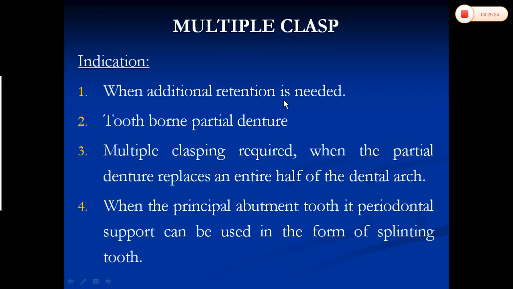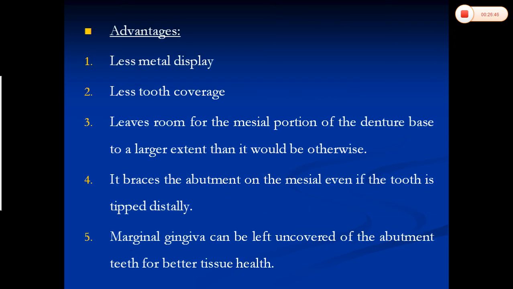So you give a multiple clasp when additional retention is required, in tooth-borne partial dentures, in case of replacing the entire half of the dental arch, and when the principal abutment is periodontally weak; to splint this we take support of an additional tooth and give a multiple clasp. Advantages: less metal is displayed and less tooth coverage, because two simple circular clasps are given on two teeth, and it leaves room for the mesial portion of the denture base to a larger extent than it would otherwise.